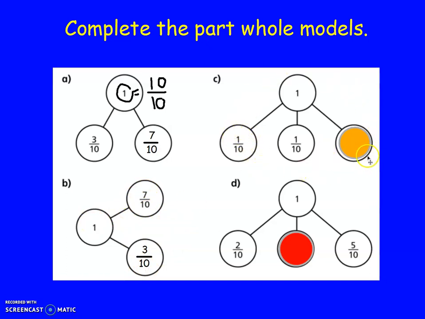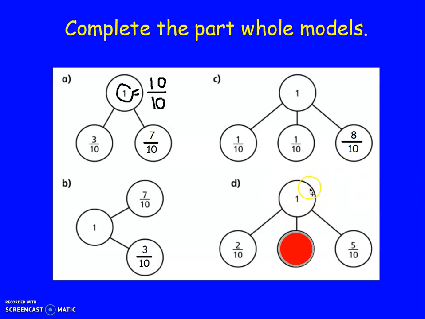Let's have a look at this one then, getting a bit trickier with 3 parts. So we know that our whole is 10 tenths. We've got 1 tenth, 1 tenth. So all together here, we've got 2 tenths. How many more will we need to make the whole? 8 tenths. Well done. 8 add 1 is 9. Add another 1 is 10.